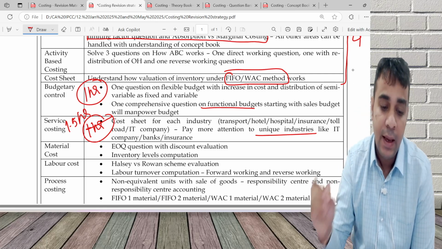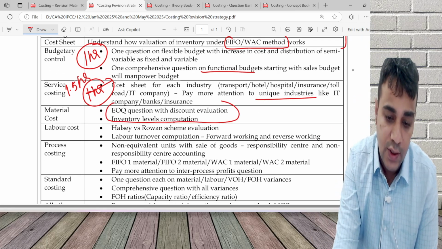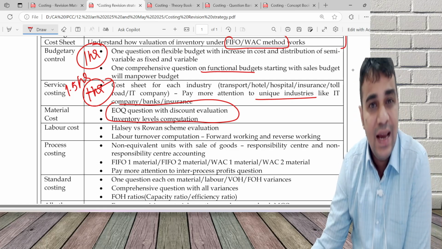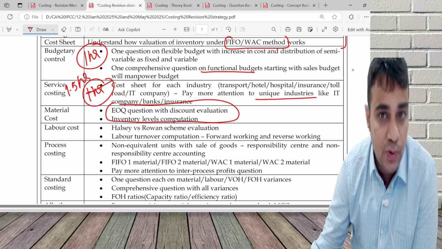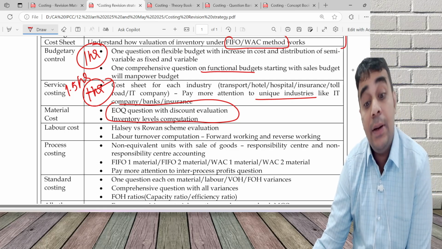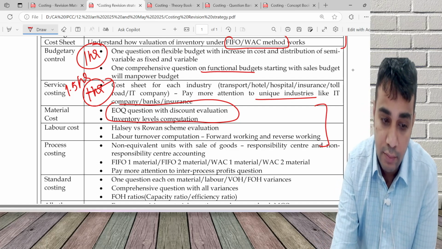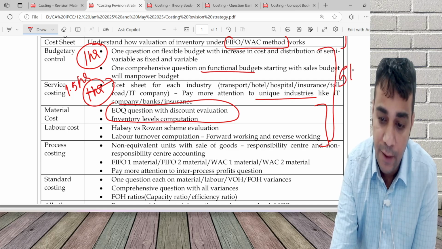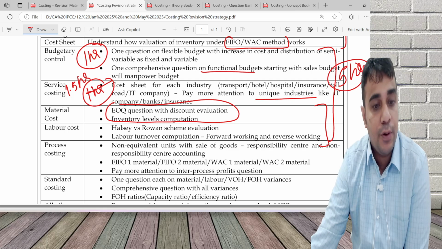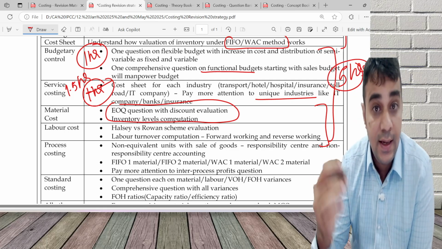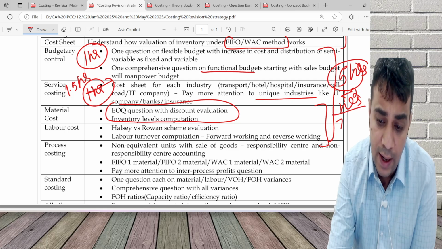So pay that attention. Material cost and labor cost is next. In material cost, two important areas: one is EOQ computation with discount evaluation, and the inventory levels, that is reorder level, max level, min level calculation. In labor cost, Halsey versus Rowan, reverse working, normal working, and labor turnover. This entire segment can take you 5 hours of preparation. Budgetary control 1 hour, service costing 1.5 hours, material and labor put together maybe 2.5 hours, and the theory part is 2 hours maximum. So another 7 hours gone.